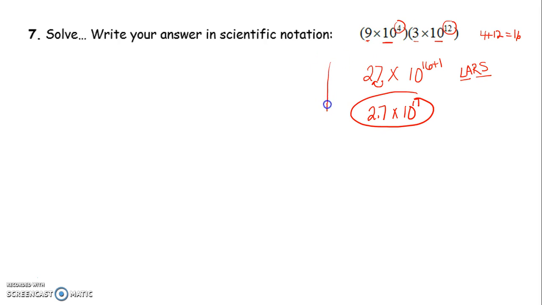So now I'll talk about the second way to go about this problem. 9 times 10 to the 4th would be 9. 10 to the 4th says we have 1, 2, 3, 4 zeros. 3 times 10 to the 12th says we have a 3 with 12 zeros. 1, 2, 3, 4, 5, 6, 7, 8, 9, 10, 11, 12. This is kind of cray-cray, but you could do it this way. 9 times 3 is 27, and then how many zeros do we have? 16, just like we thought.